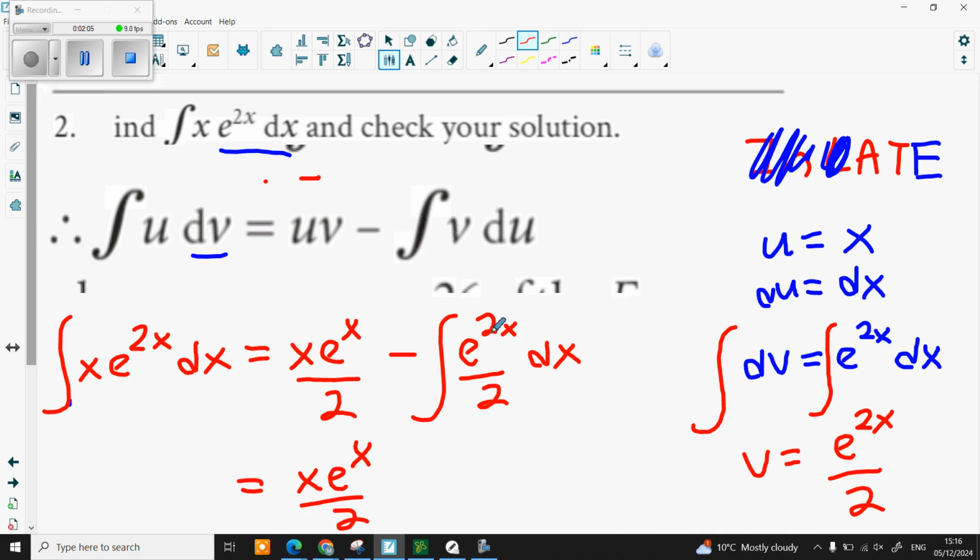And what happens when you integrate e to 2x? Oh, 2x, thank you. Thanks for that. Now, what happens when I integrate this? It stays the same, doesn't it? It's still e to 2x over 2. Differentiate the power, and an extra 2 on the bottom, which makes it 4. And then plus what? C, and you're done.